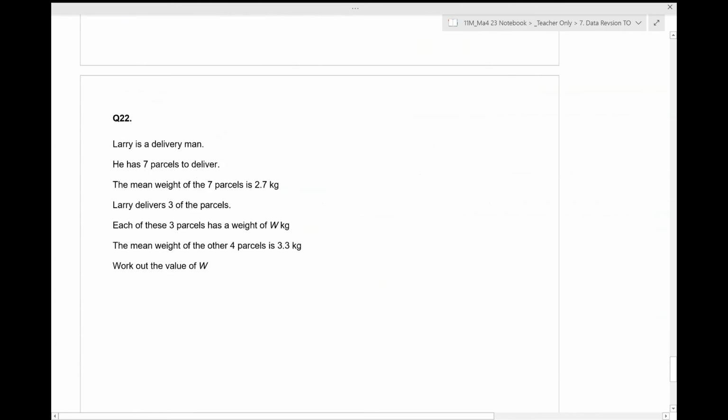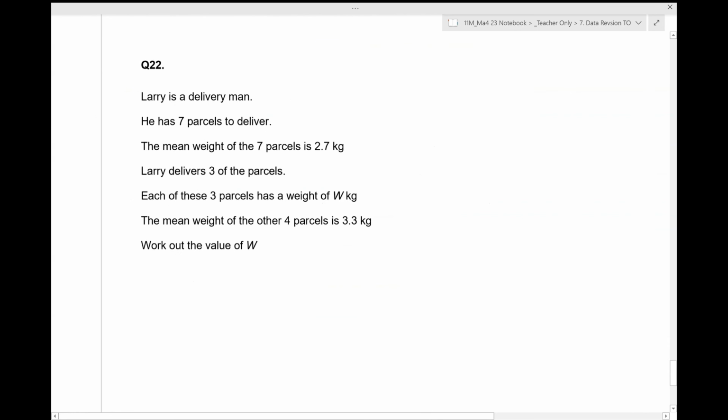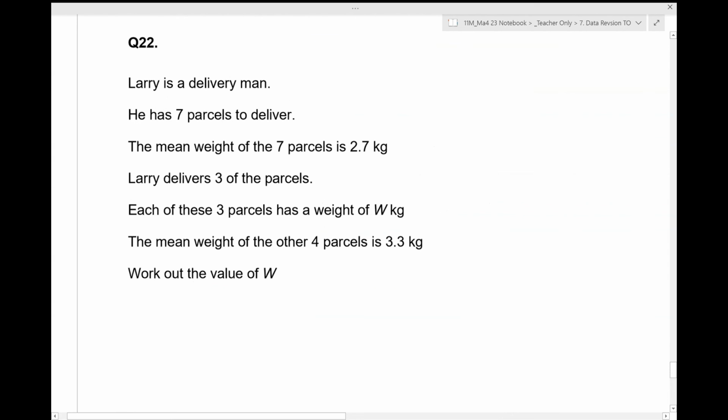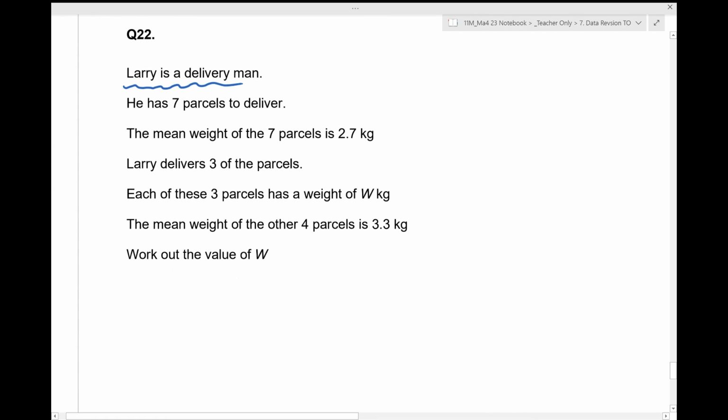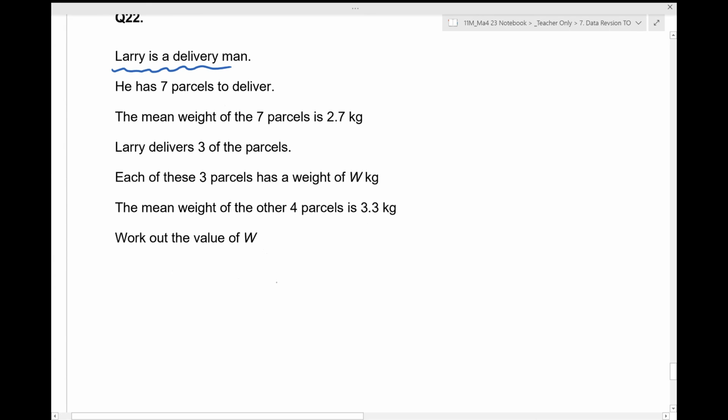Must be almost there. Question 22. I think this is the last one of this section. And remember, after this section, I'll take you through a couple of questions on a 4th question type. Larry is a delivery man. He has 7 parcels to deliver. The mean weight of the 7 parcels is 2.7. Well, that means I know the total weight of those parcels, don't I? 7 times 2.7, the total weight is 18.9.